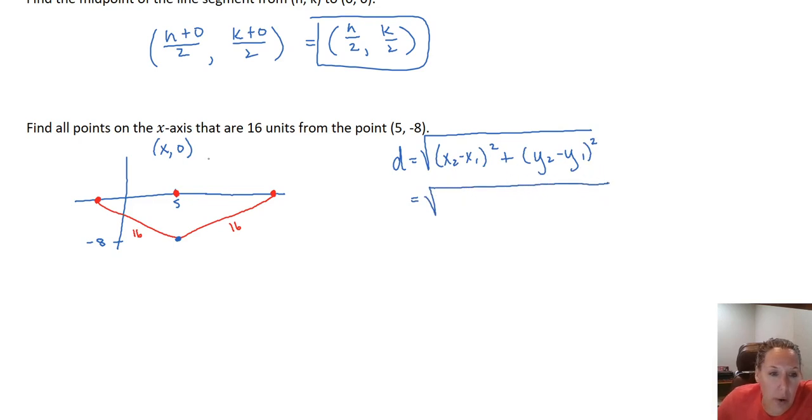So our x1, we'll go ahead and call this x, that we're looking for, and then the 5, -8 is our point 2. So we'll get 5 minus x quantity squared, and then our y values are going to be -8 minus 0 quantity squared, and we want that distance to be 16.